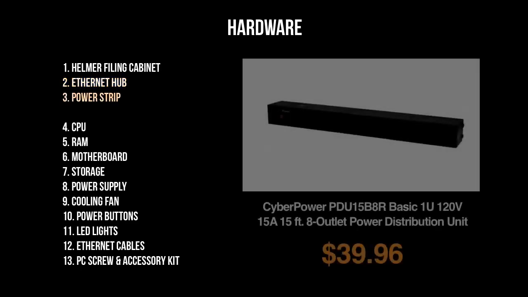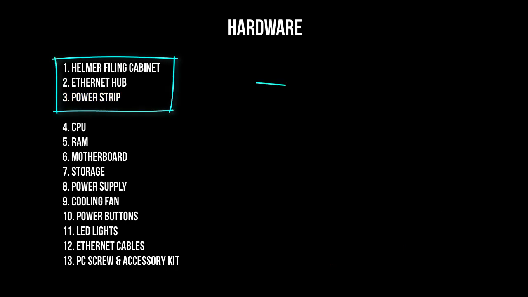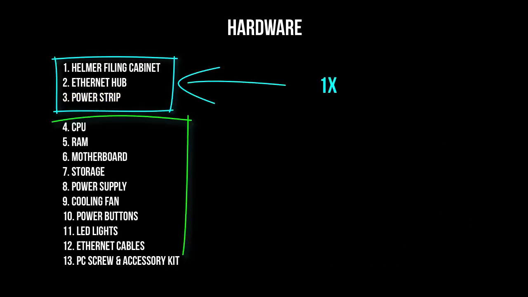Item 3, a power strip. Since the Helmer cabinet is mobile with wheels on the bottom, it's best to have a dedicated power strip for easy plug-and-go mobility. I think I bought mine at Target for like $20, but this one from CyberPower is an example of a slightly nicer one. Again, keep in mind the outlet count needs to accommodate all your nodes as well as the Ethernet hub. With this build, at least 7. Now, those 3 items are one-time purchases, but we need 6 of each of the following computer components.